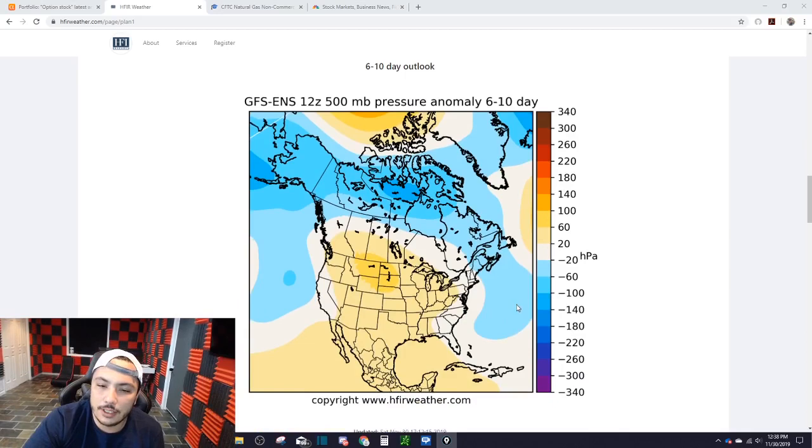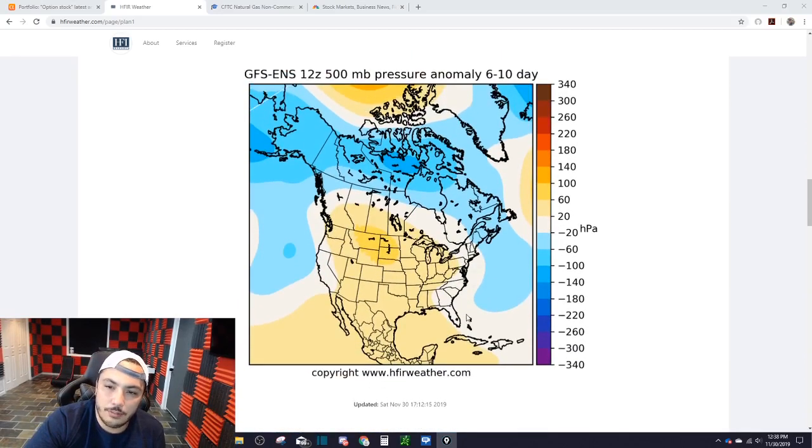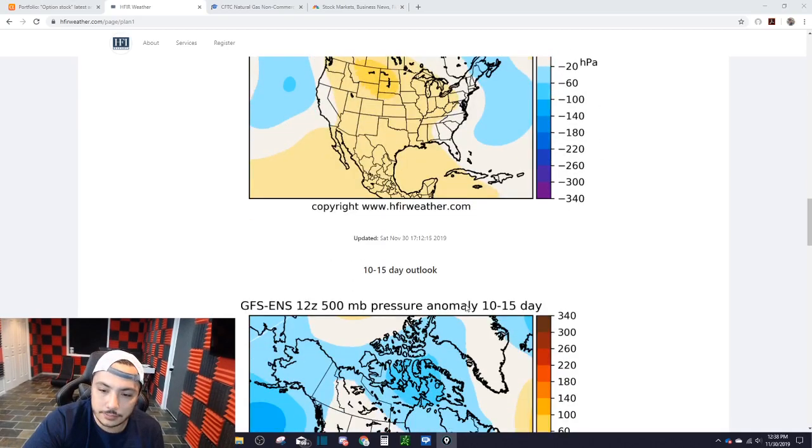Now, looking at this, we see this is actually pretty bearish. I was showing the 6 to 10 day forecast yesterday on 11/29, and it looked a little bit more bullish than today. Right now, it is actually pretty bearish. All this is United States, and it looks pretty bearish to me, knowing that we're going to be in winter. We're already in winter, so it's kind of crazy.